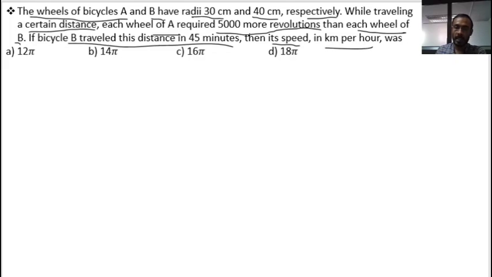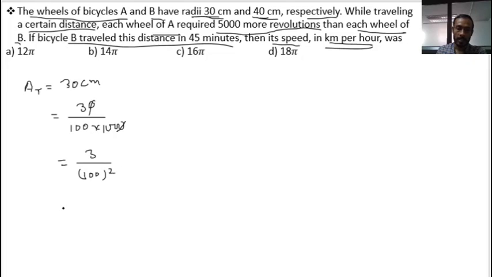So first of all, the speed asked is in kilometer per hour, but the radius given is 30 centimeter and 40 centimeter. So first of all, convert this into kilometer. Let us say A's radius is 30 centimeter. If we convert it in meter, we'll have to divide it by 100. For converting in kilometer, we'll have to further divide it by 1000. So this becomes 30 by 100, basically we can say 3 by 100 square. Similarly, B's radius, if we convert it in kilometer, it will become 4 upon 100 square.